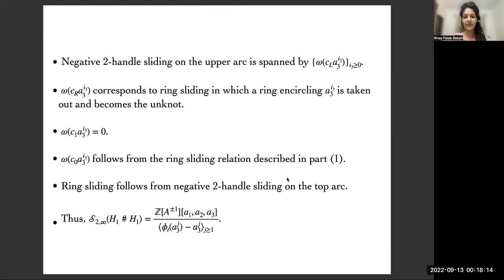So we show that negative two handle sliding on the upper arc is spanned by the image of CL. We show that the image of CR corresponds to ring sliding. The image of C1 is 0, and the image of C0 follows from ring sliding. So all that's left to show is that ring sliding follows from negative two handle sliding on the top arc. And this showed us that the KBSM of H1 connected sum H1 is exactly this ring modded out by this handle sliding relation, which comes from sliding the top arc across the two handle.